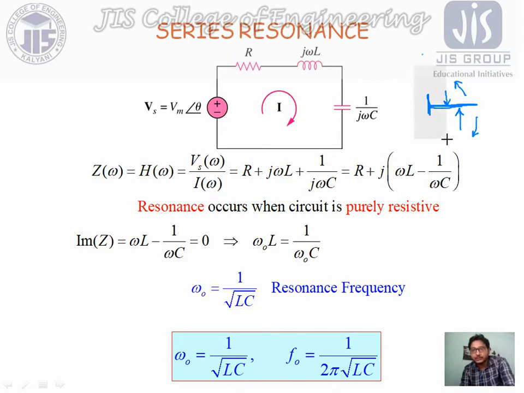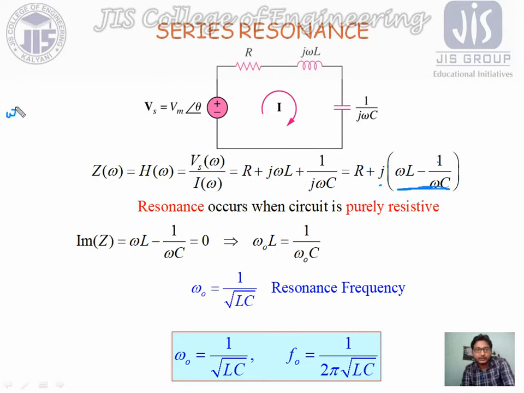Now let's see how we can find the resonance frequency. One thing is clear: resonance will occur when the inductor and capacitor have the same effort. As per this series circuit, the inductor and capacitor effect is the overall part, omega L minus 1 by omega C, multiplied by j. So this effect will cancel out. So obviously we can say omega L minus 1 by omega C is equal to 0.